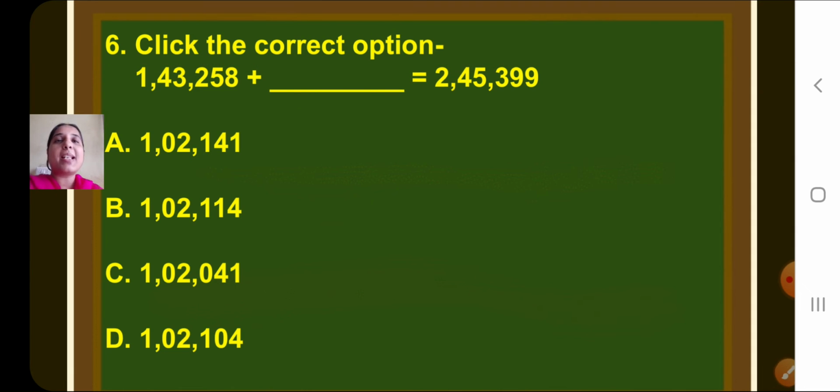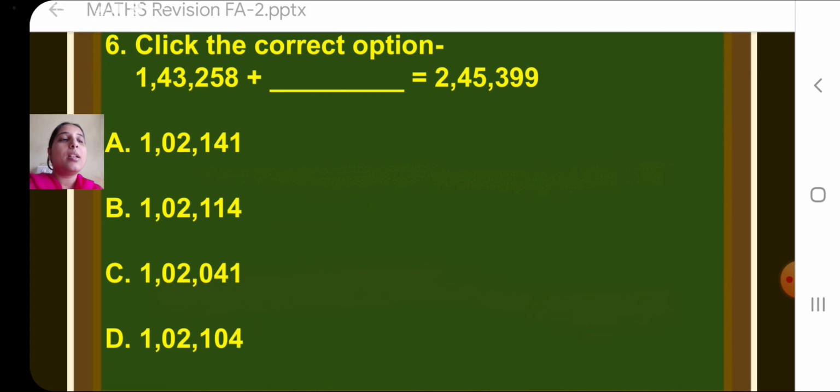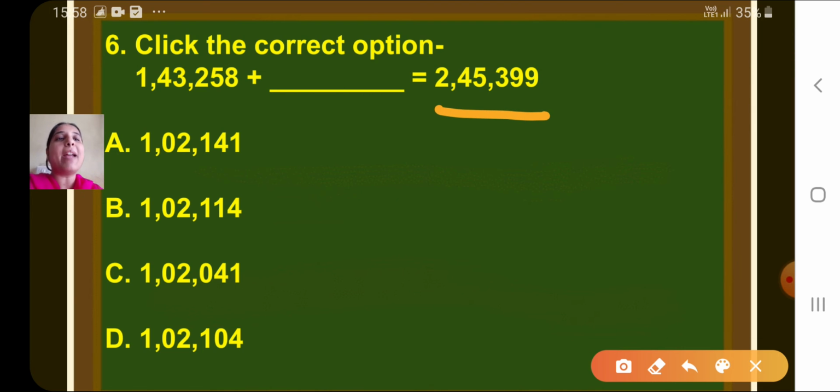Now question number 6 is, click the correct option. There you can see the blank space is there. The number on the left hand side is 1,43,258 plus what will you add to 1,43,258 to get the sum of 2,45,399? So let's have a simple example.